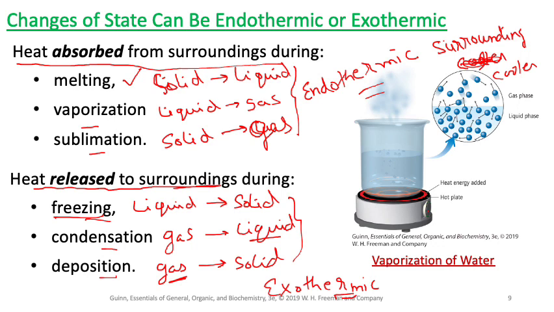Same thing in an exothermic reaction, you are heating up the surrounding, because you're releasing the extra energy to the surrounding, so that the temperature of the surrounding is getting increased, right? That means the temperature of the surrounding is getting increased too. So yeah, this is the concept that you're going to remember from this slide.